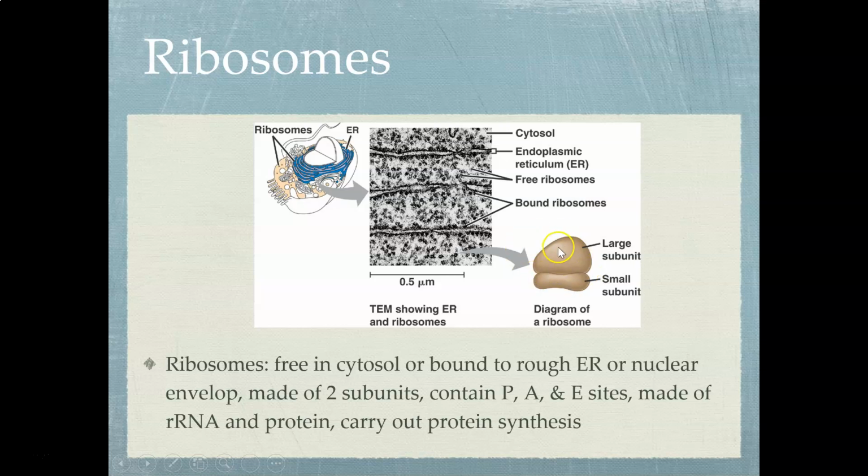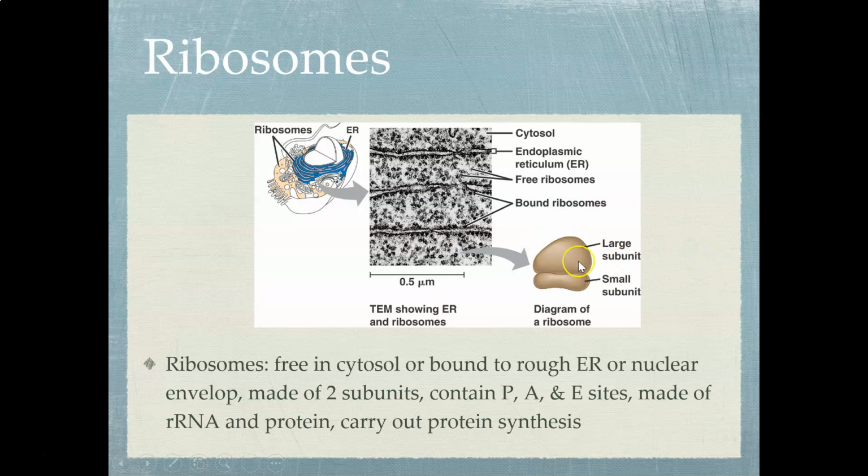These guys can be bound to your nuclear membrane, they can be bound to your rough ER, or they can be free floating in your cytoplasm. And generally, where they're located in the cell drives what ultimately happens to the proteins that they produce. If they're free floating ribosomes, usually those proteins will hang out in the cell and be used there. If they are bound to the rough ER, for example, then the proteins that they produce usually get packaged up and shipped outside the cell.